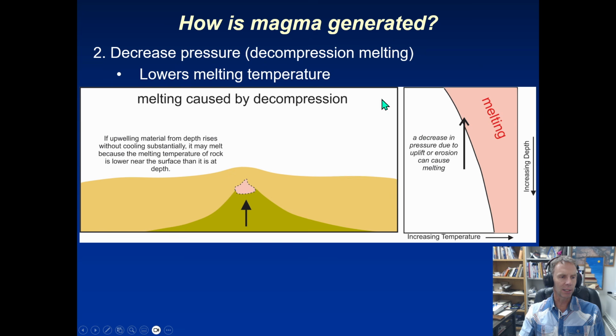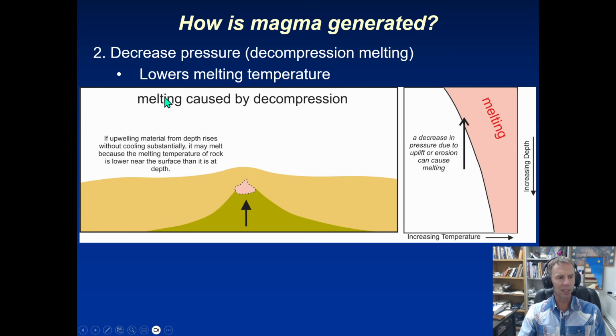Let's look at the second process now. This is called decompression melting. Basically, if we take a batch of rock and bring it up towards the surface, you can sometimes get that rock to melt because you're taking the temperature off of that rock. Or excuse me, taking the pressure off of that rock. So the rock is coming closer to the surface, there's less pressure above it, and that process in and of itself, depending on the rock types and some of the compositional things, may cause that rock to melt.